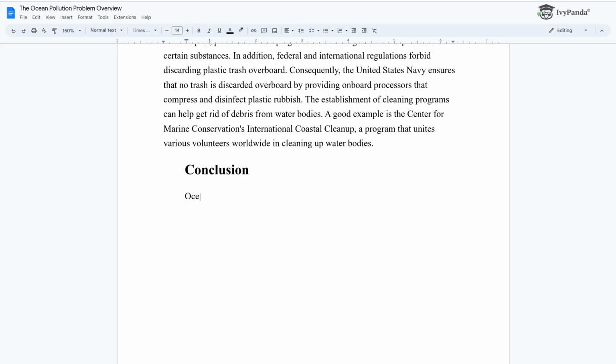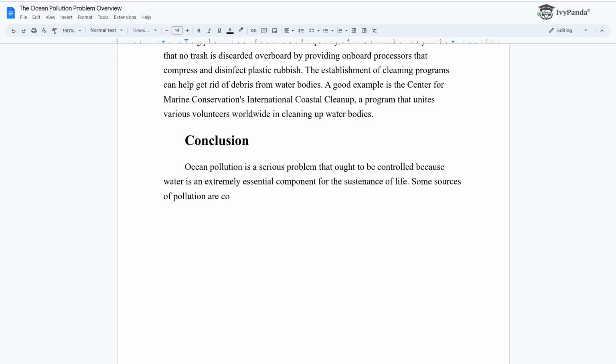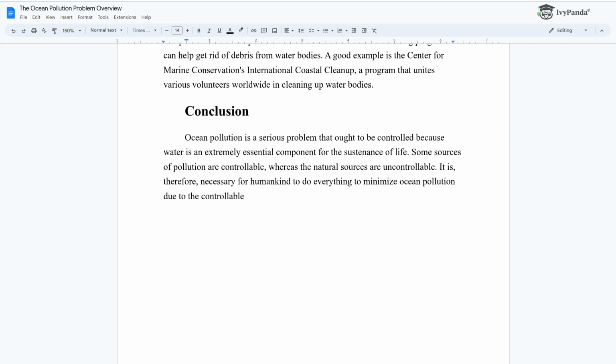Conclusion. Ocean pollution is a serious problem that ought to be controlled because water is an extremely essential component for the sustenance of life. Some sources of pollution are controllable, whereas the natural sources are uncontrollable. It is, therefore, necessary for humankind to do everything to minimize ocean pollution due to the controllable sources.